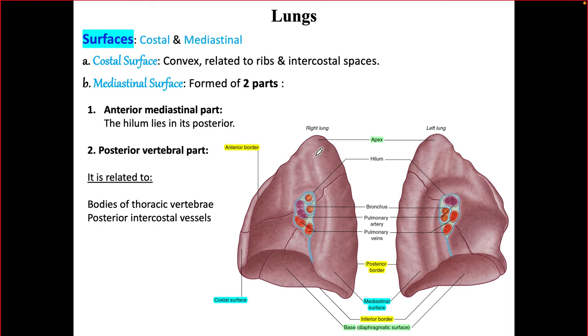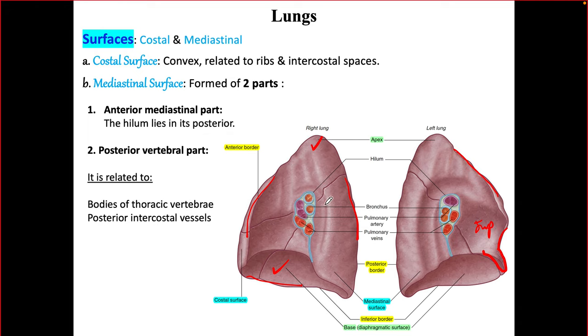We finished the apex and the base and borders: anterior, inferior, and posterior border. We talked about the left lung also, that the anterior border has a cardiac notch here, and because of this notch there is something like a tongue called lingula, and both are part of the superior lobe of the left lung. But what about the surfaces?